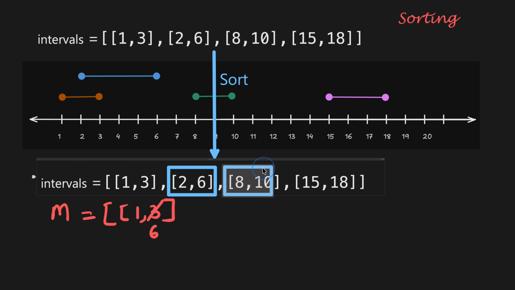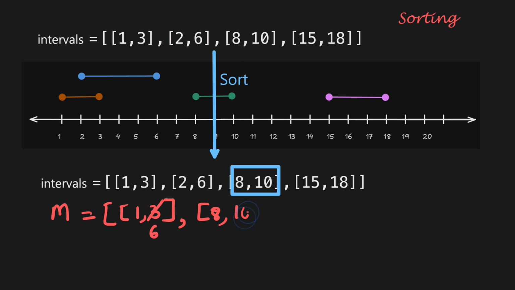Next, we move to the interval from 8 to 10 and we check, does it overlap with the last interval in the merged list? And the answer is no, because 8 is greater than 6. And since there is no overlap, we simply add this interval as a new separate interval to our list.